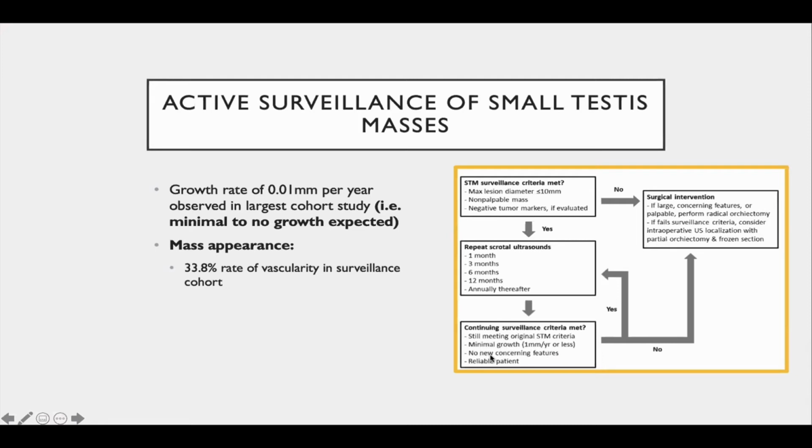In terms of no new concerning features, one of the concerning features that's most frequently listed is vascularity on ultrasound noted in these testicular masses. It doesn't look like it's a great predictor of malignancy. There seems to be a trend that obviously a malignant mass probably has more vascularity. In that cohort out of Toronto, of the masses that were noted to have vascularity that subsequently did undergo surgery, only about 30% actually had malignancy. And so it's not something that is particularly predictive of malignancy.